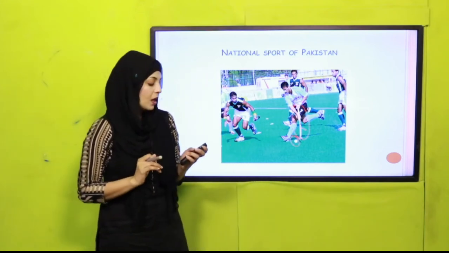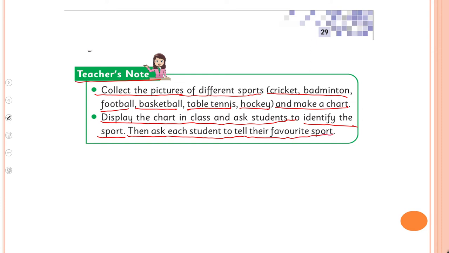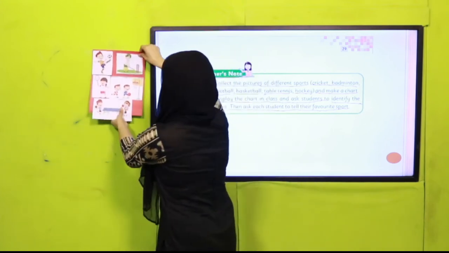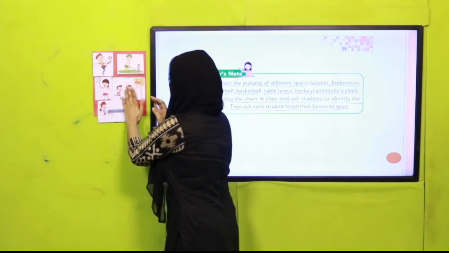Now on the same page, there is a teacher's note. It states to collect pictures of different sports, cricket, badminton, football, basketball, table tennis, hockey, and make a chart. Display the chart in the class and ask students to identify the sport. Then ask each student to tell their favorite sport. What the teacher needs to do is prepare a chart like this. She has to paste different pictures on a chart, then paste it in the classroom by the whiteboard and ask each student to tell one by one the names of different games pasted on the chart.